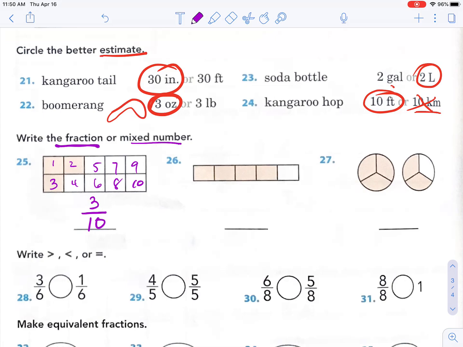The numerator is the part. How many do we have in the part? 1, 2, 3, 4. So that's our numerator. And how many whole altogether? There's 5. 4/5. Do you see that? 4 parts out of the 5 total parts. 4/5. Excellent.